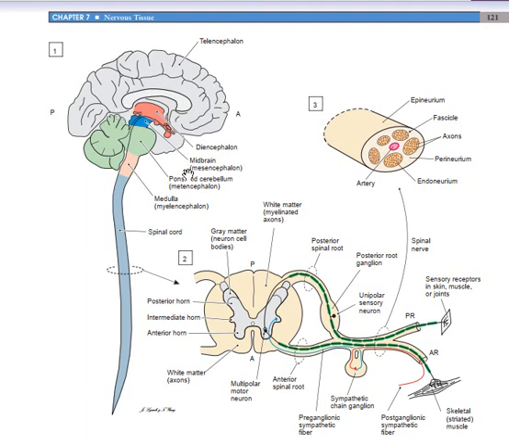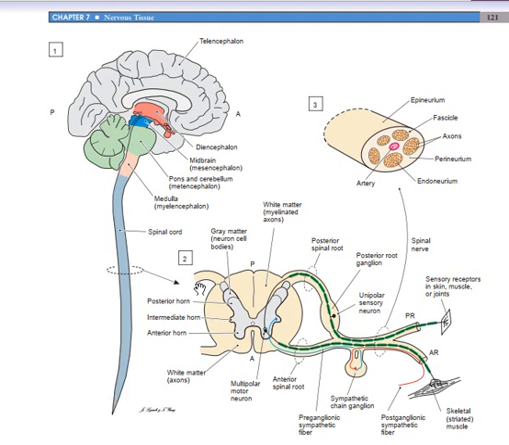Now the midbrain is going to be produced from the mesencephalon, and it grows to produce the midbrain, still called the mesencephalon in later life. The hindbrain is called the rhombencephalon, and it is going to divide into two, called the metencephalon and the myelencephalon. The metencephalon is going to produce both the pons and the cerebellum, and the myelencephalon is going to produce the medulla. Then you have the spinal cord.